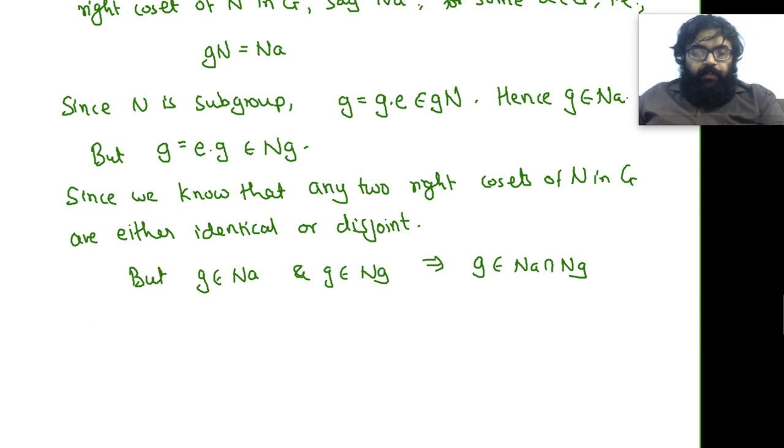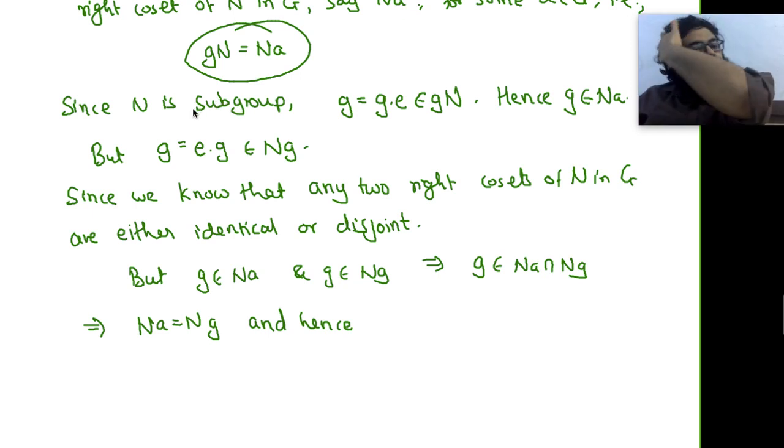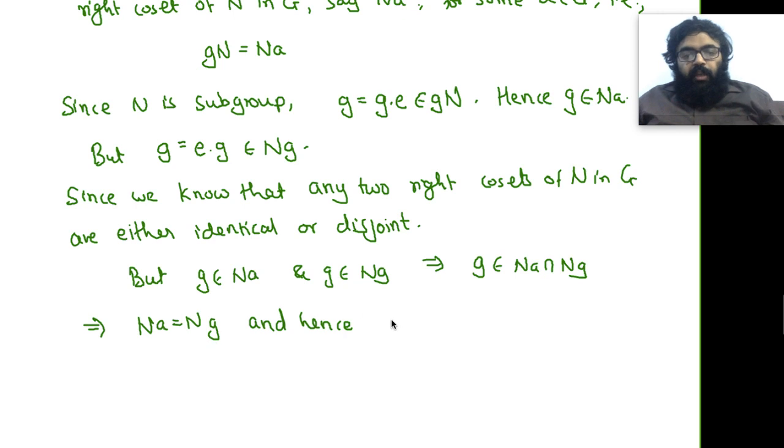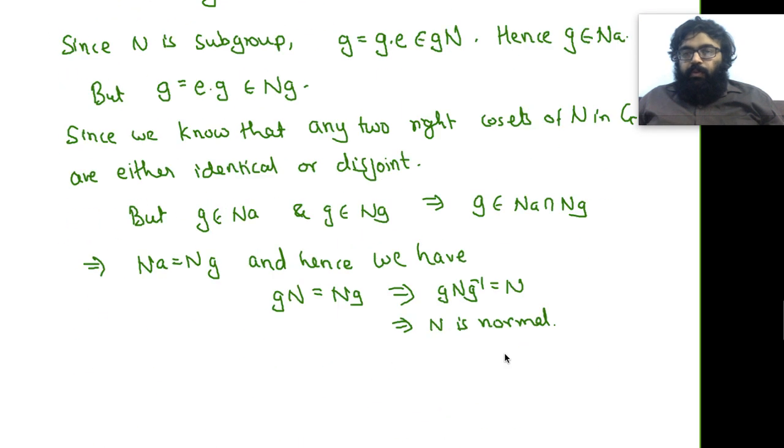So that means this implies Na equals Ng. And hence, what was Na? Na was the right coset, and the left coset gN equals the right coset Na, but Na turned out to be Ng. So from the above, gN equals Na, and in place of Na we can write Ng. But this implies gNg inverse equals N, and this implies N is normal. Is it clear? It's a very simple proof, just go through it once if you find it difficult.